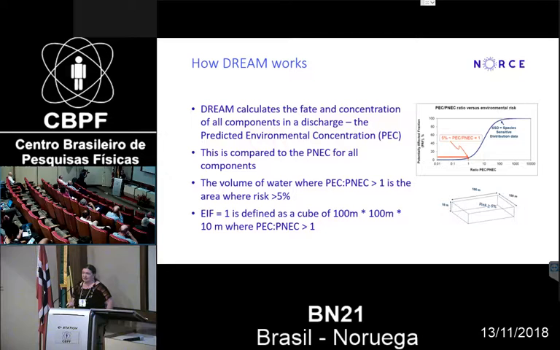So DREAM is calculating the fate and the concentration of all your components, the natural components and the chemicals are all included. And this is your PEC. And for every single component in your release, it then compares this to the PNEC using the SSD. And anywhere where the PEC-PNEC ratio is over 1, that is the area where your risk is over 5%, which is the threshold. And an EIF of 1 is a cube of 100 by 100 by 10 meters. So you get a volume of water where you have potential risk to the environment above this sort of symbolic threshold of 5%.